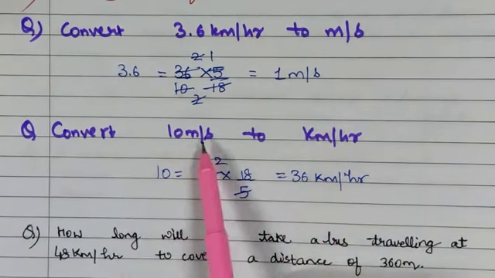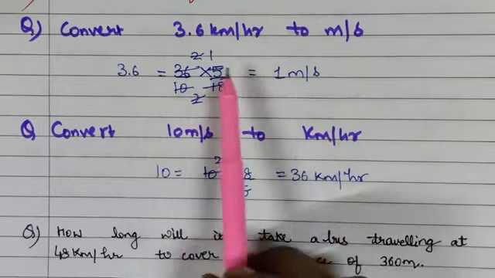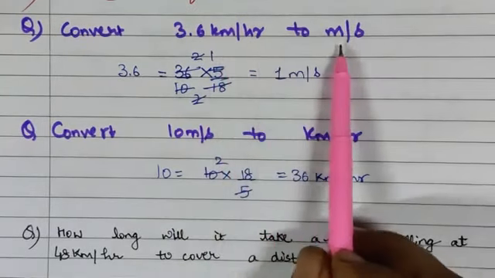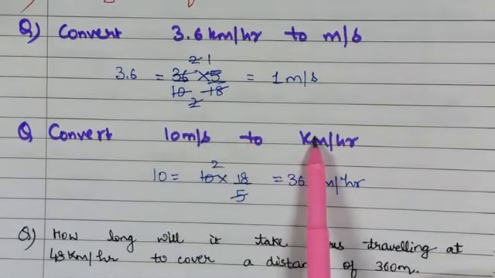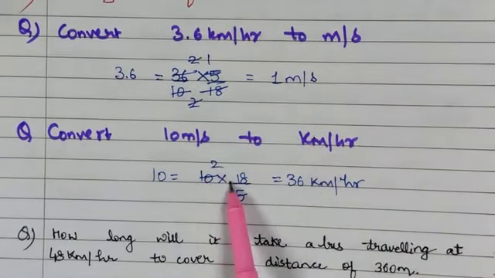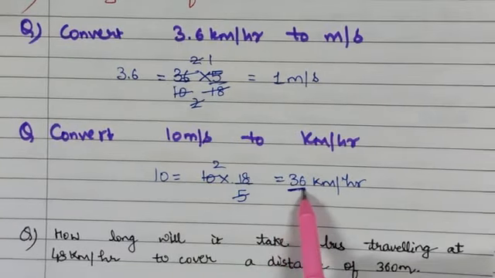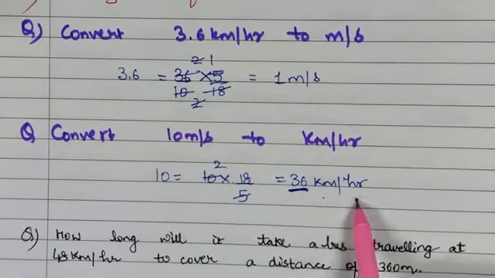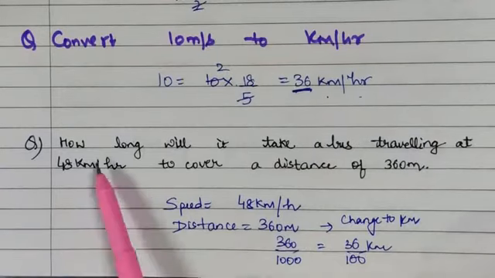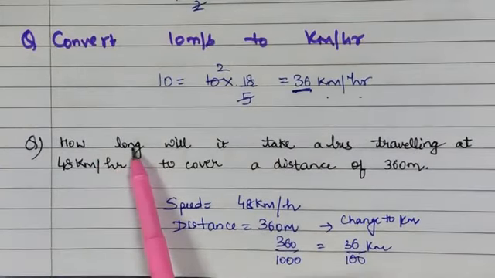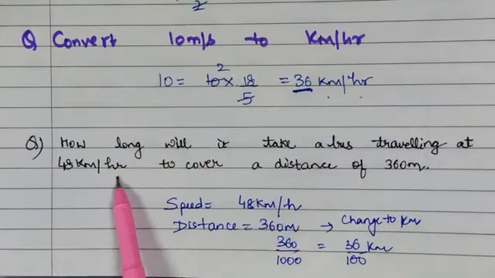Next is convert 10 meter per second to kilometer per hour. Earlier we were converting kilometer per hour to meter per second. Now we are converting meter per second to kilometer per hour. So multiply by 18 upon 5. So what do we get? We get 36 kilometer per hour. Clear?